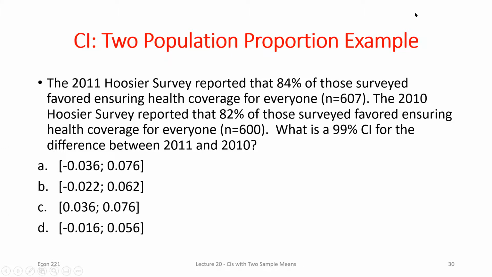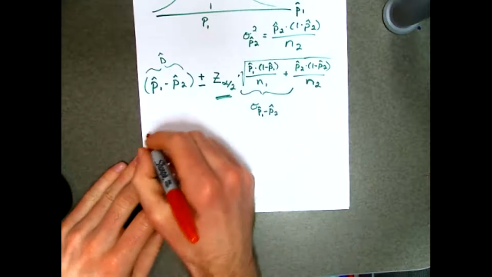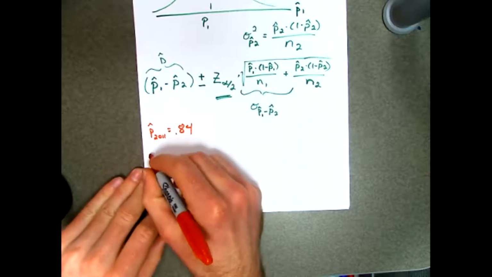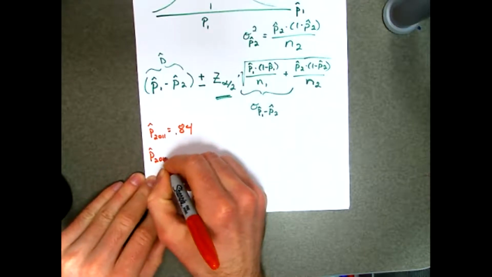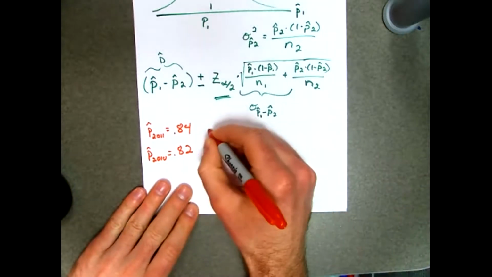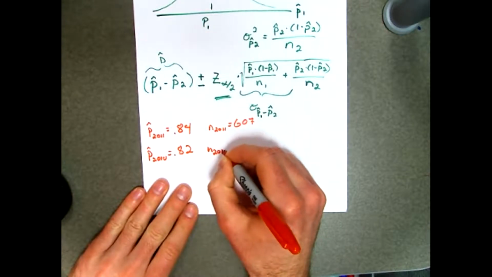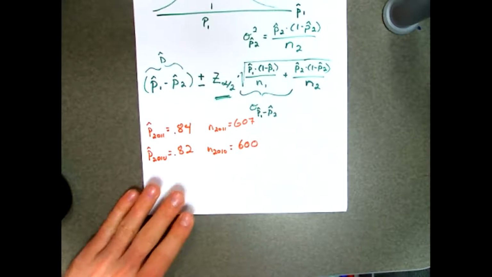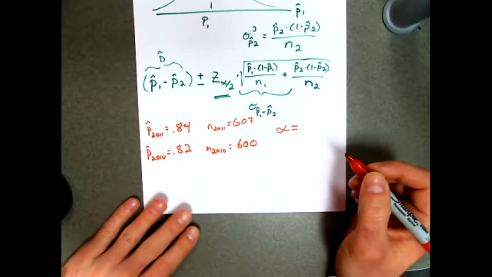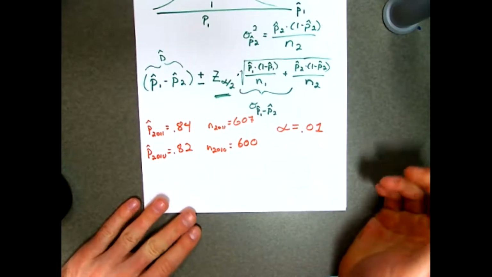So let's go here. We'll think about what my group 1 and my group 2 are. Well, I think we had the sample proportion in 2011 was 0.84, where 84% of people were in favor of healthcare coverage for everyone. In 2010, it was only 82%, or a proportion of 0.82. Let's see, I think this was 607, and then the number of people in 2010 that they had in the survey was 600. Okay. If I wanted the 99% confidence interval, what's my alpha value? Yeah, 0.01, 1% outside the interval in decimal form.